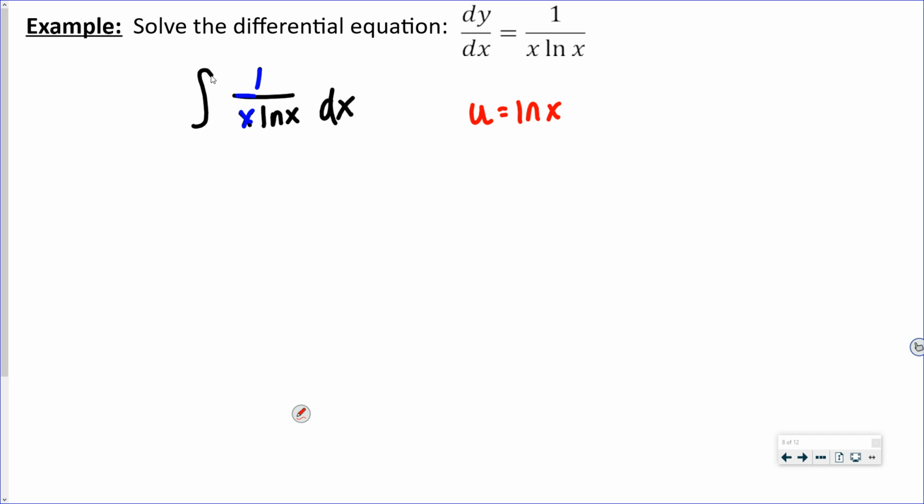Again, like I was just saying, because I know the derivative of the natural log of x is 1 over x, and I see that 1 over x within my integrand, that's my hint to let u be the natural log of x. So du is the same as 1 over x dx. And I see that right here: 1 over x dx.